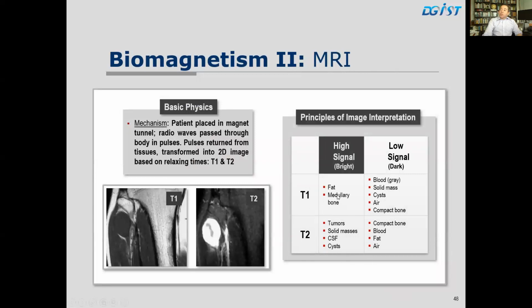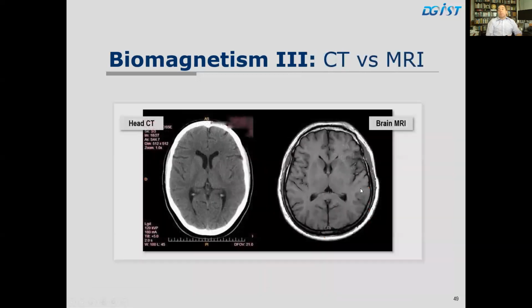So you can distinguish between fat, bone, blood, air, tumors, cerebrospinal fluid, etc. And we'll talk about these in a subsequent lecture.